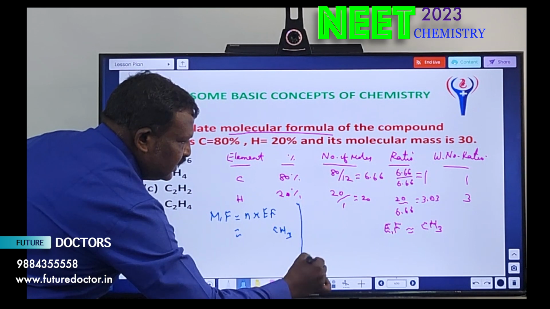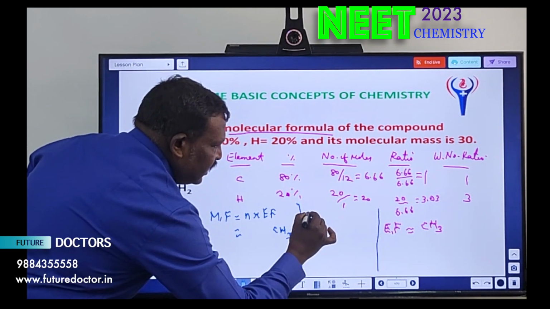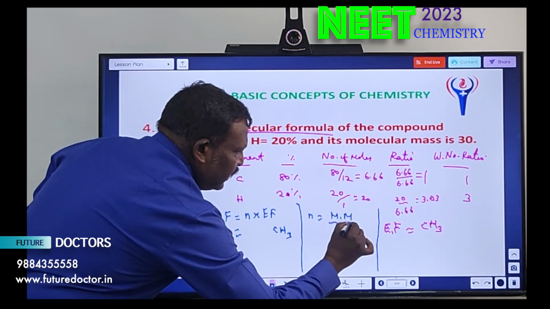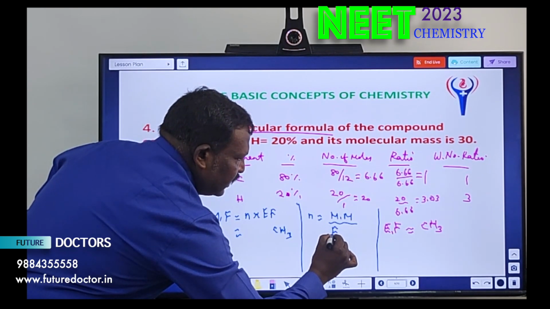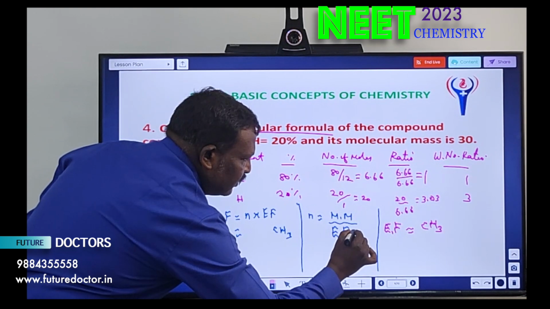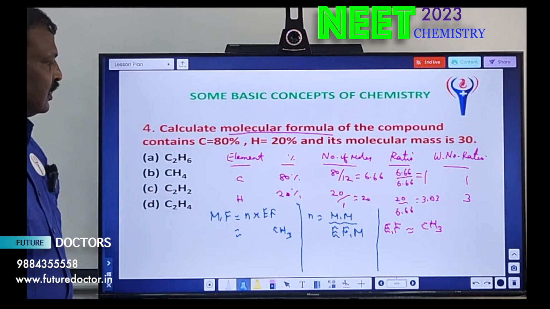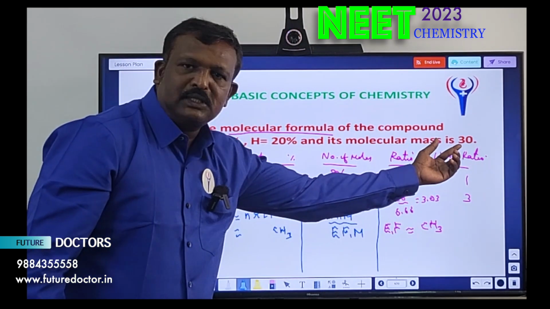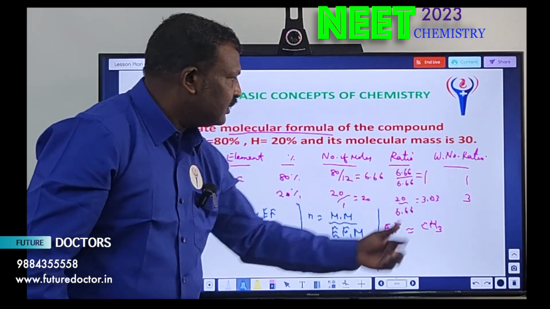How to find N? Here we have one method. What is N? N is equal to molecular mass divided by empirical formula mass. Understood? Are you following? Is the molecular mass given or not? It is given, the sum itself gives it. The molecular mass is 30.